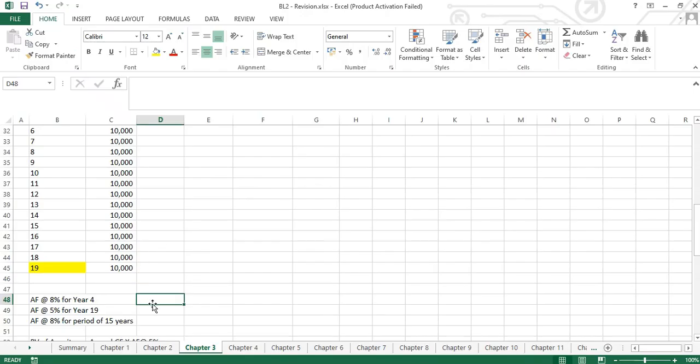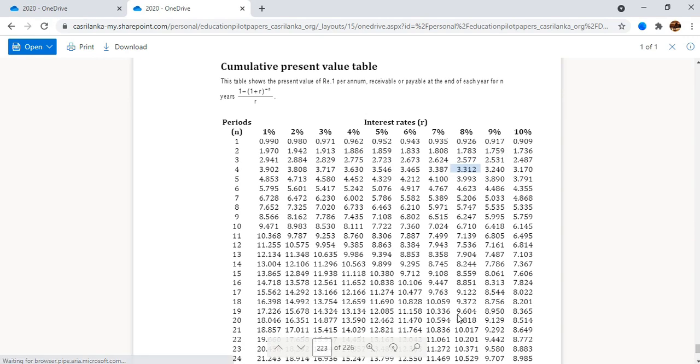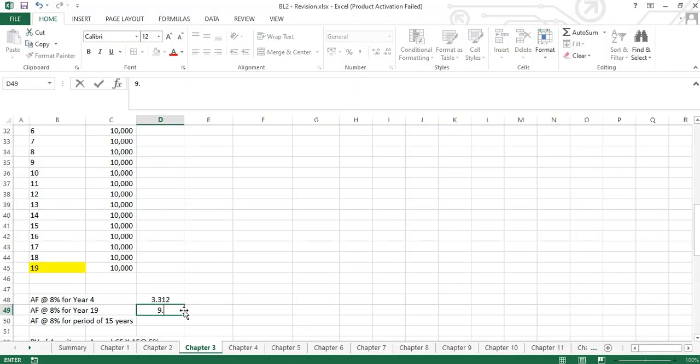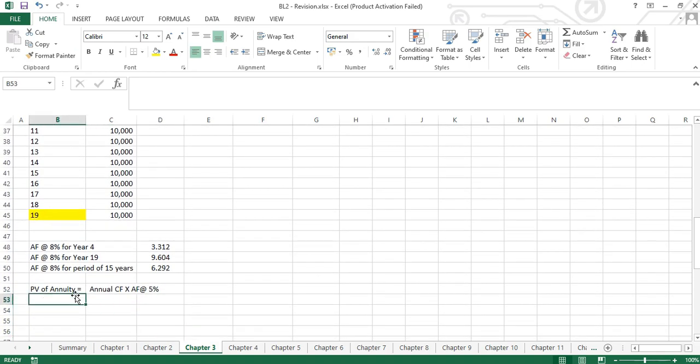3.312. And this is also 8%. Year 19, it's 9.604. The difference is 6.292. Now we need the present value of annuity.